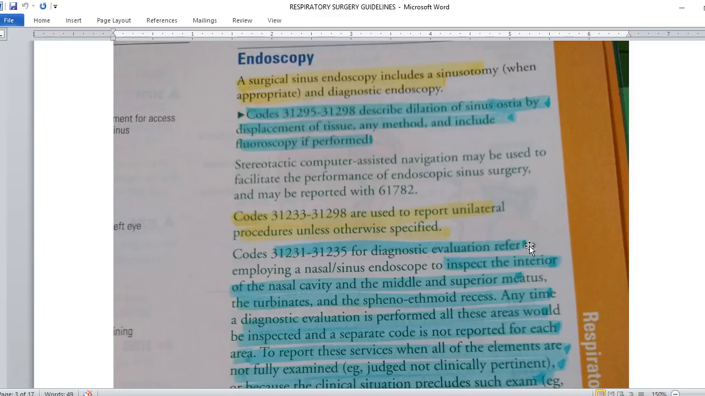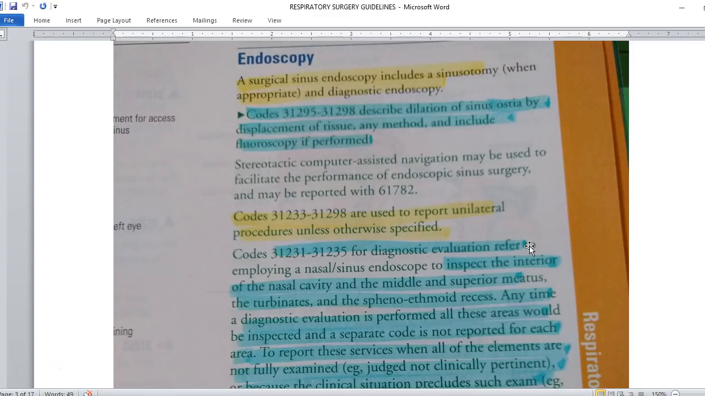Now, it does have a code that might go with it, because remember, sometimes we have to use surgical codes for more than one section. So stereotactic computer-assisted navigation may be used to facilitate the performance of endoscopic sinus surgery and may be reported with 61782. So stereotactic computer-assisted navigation is a way of looking at the body in a different way in an updated version of imaging. So it just gives the doctor a slightly better picture of what they're looking at. So again, they're telling us right here, be on the lookout. Doctors are using stereotactic computer-assisted navigation with a lot of these surgeries.